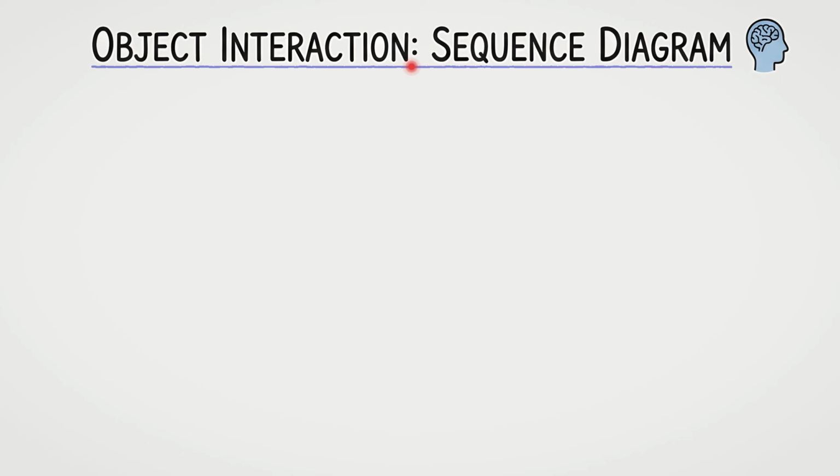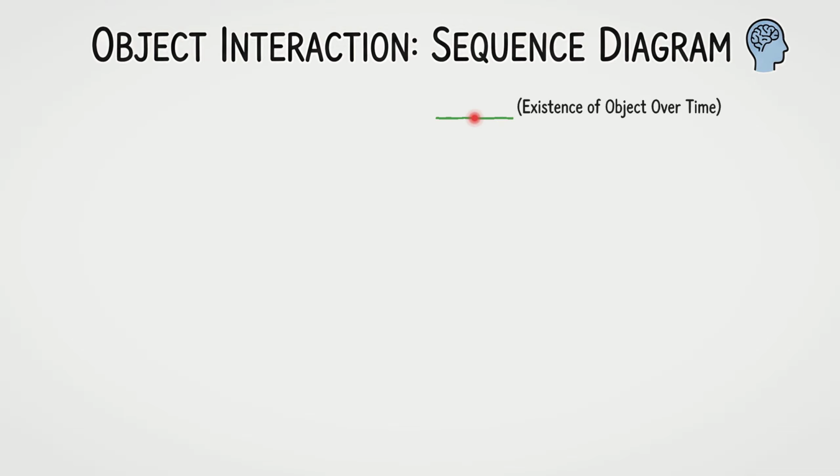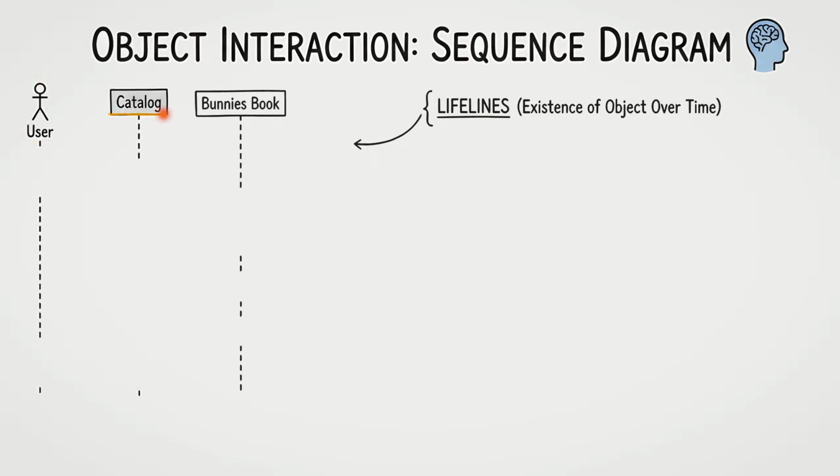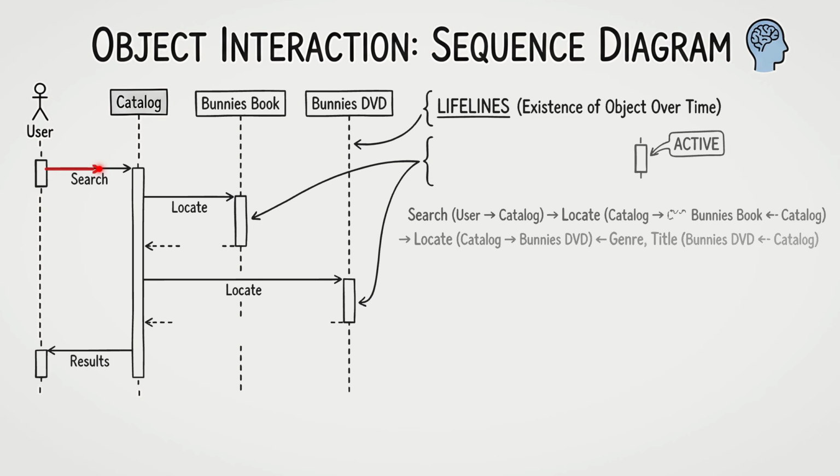First, look at these vertical dashed lines coming down from the top. These are called lifelines. They represent the existence of an object as time passes from top to bottom. At the very top, we have our participants, the user, the catalog system, and two specific instances of library items, a bunnies book and a bunnies DVD. The process kicks off when the user sends a search message to the catalog.